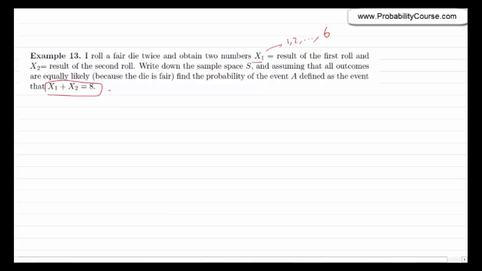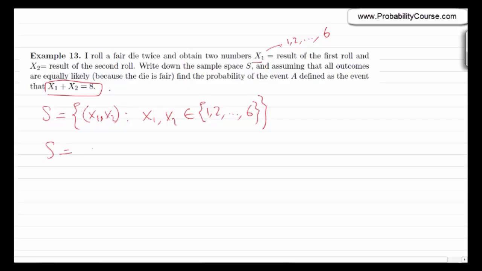Okay, so let's look at the solution. In this example, first of all, let's write down the sample space. We get two numbers, X1 and X2, such that both of them belong to the set 1, 2, 3, up to 6. And these are ordered pairs, X1 and X2. That's why I put them in parentheses here.